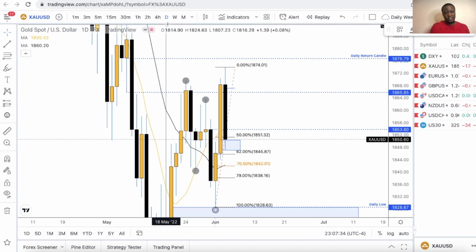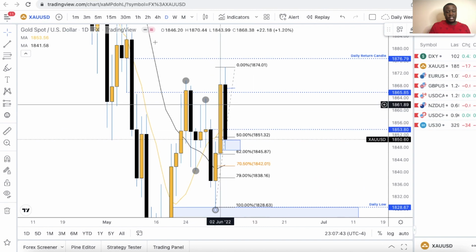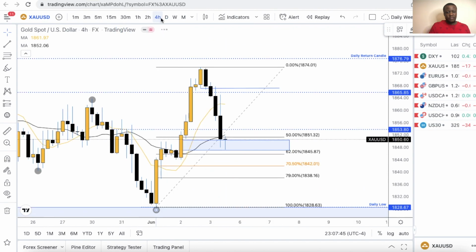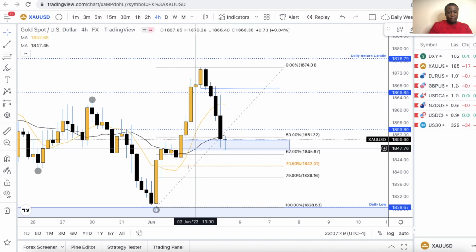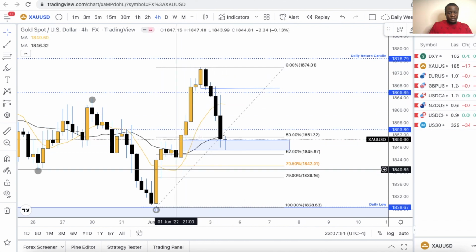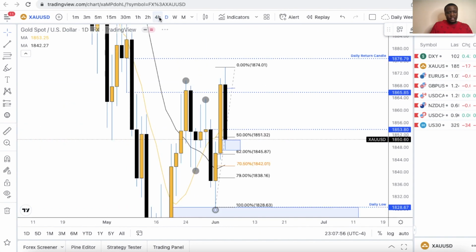So all you need for a directional bias is the daily and the 4-hour moving averages to be going in the same direction. That is the gold crossing over the black to the upside on both daily and 4-hour.